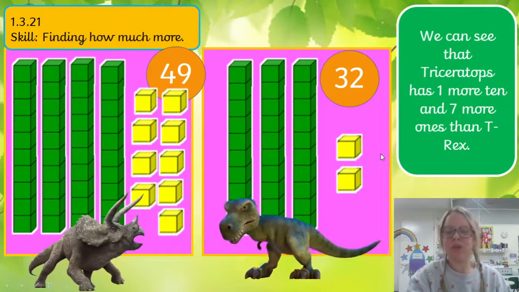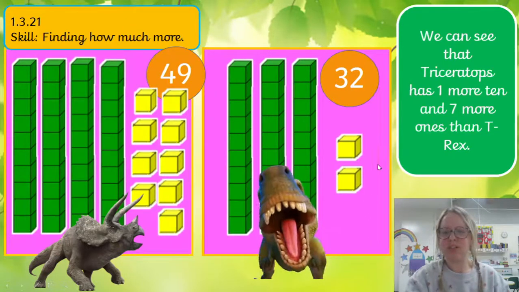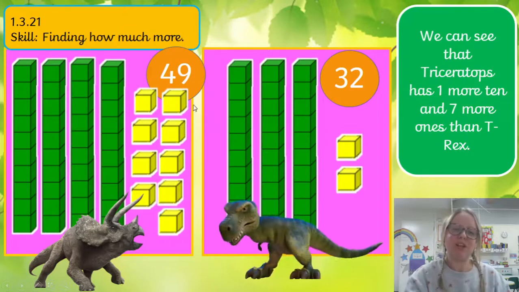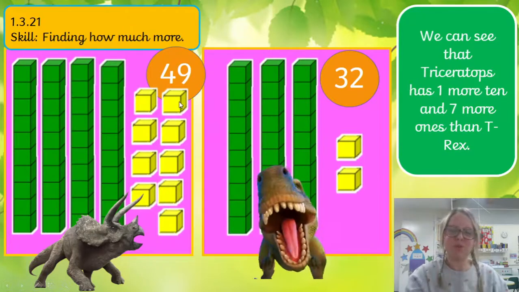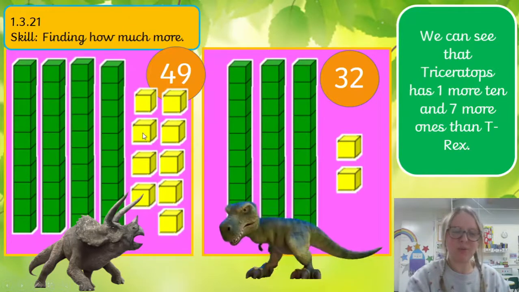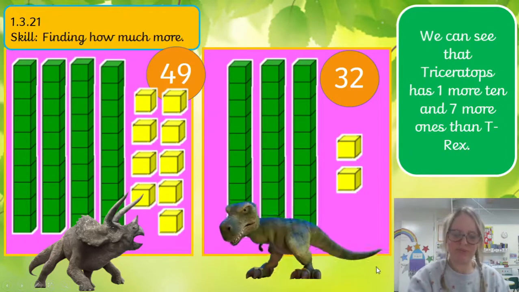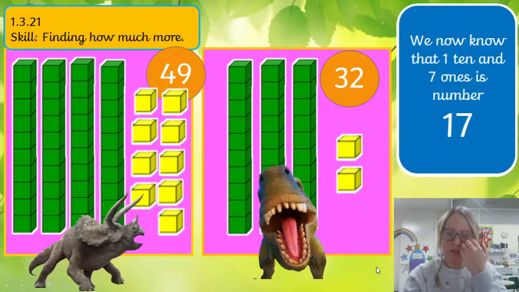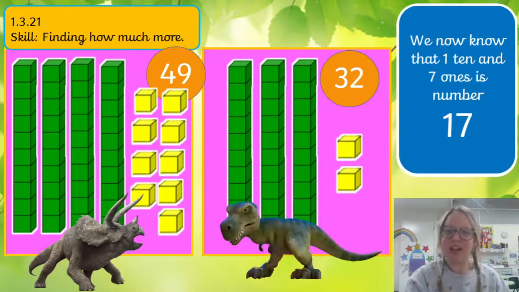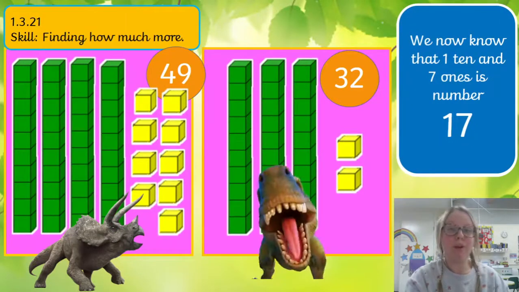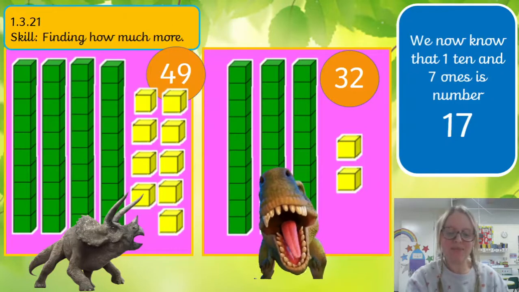Or, because we've got our 2 1s here, we can imagine that these are crossed off. You could cross them off on your board and then we can count what's left. 1, 2, 3, 4, 5, 6, 7. Okay, we now know that 1 10 and 7 1s is number 17.